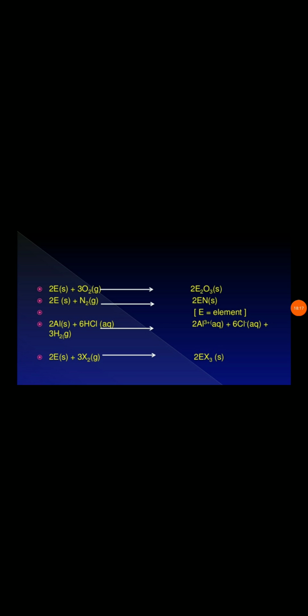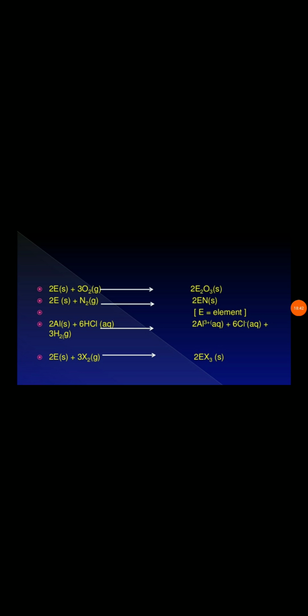Next, coming to this: what are the chemical reactions that take place? Aluminium reacts with gas components, so what will happen? Just look at it. Here E stands for an element, the group 13 elements. All the group 13 elements react with the following, so what will happen?